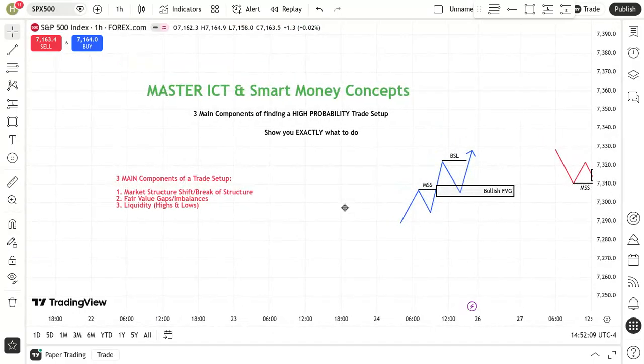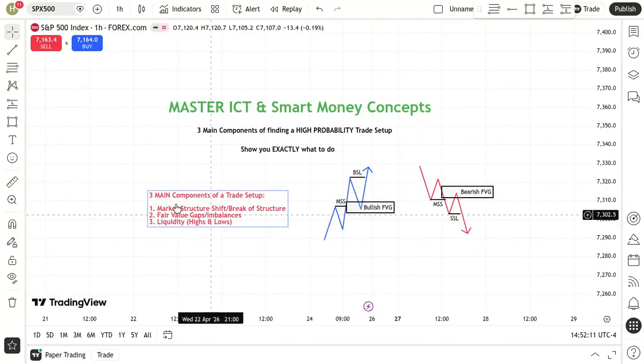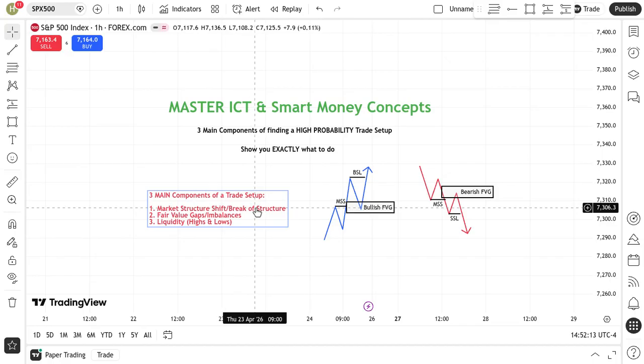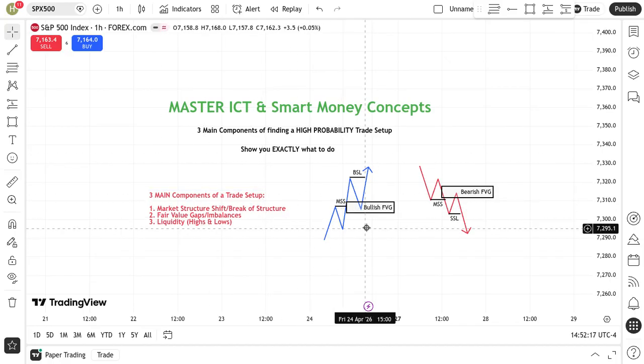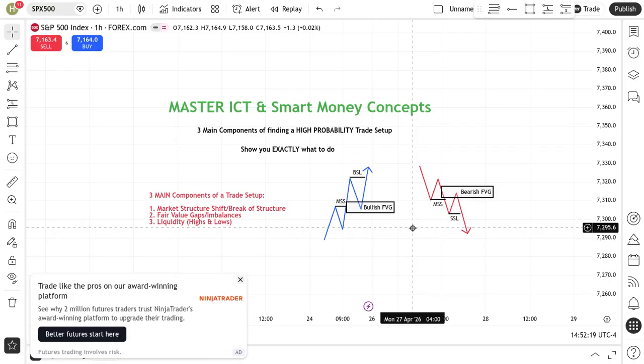Now let's go back to the three main components again, just so you can look at it. Market structure shift, fair value gaps, liquidity at highs and lows. Here's the simple examples. Today I showed you how to master ICT and smart money concepts using the three main components of finding a high probability trade setup. I showed you exactly what to do.